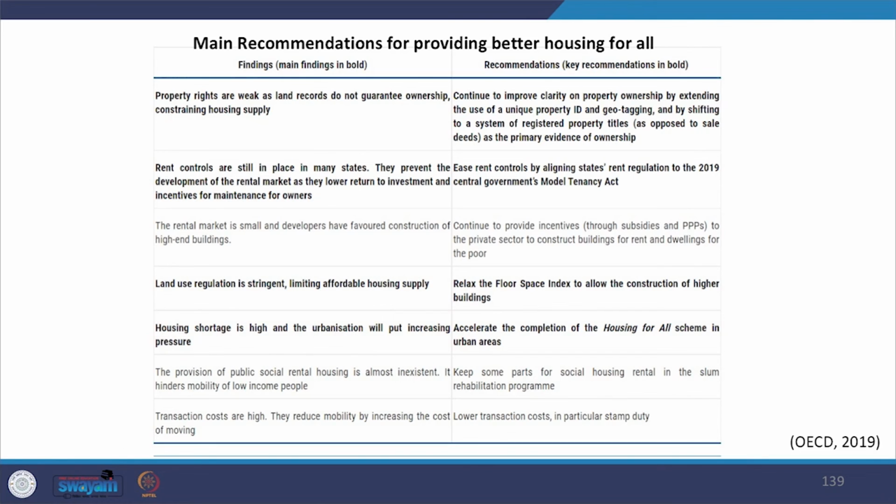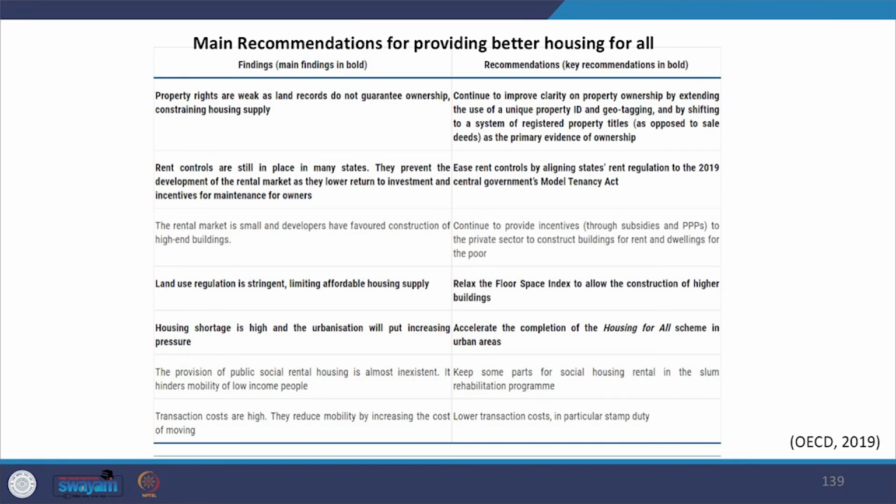The other finding is that rent controls are still in place in many states. They prevent the development of the rental market as they lower rents, reducing investment and incentives for maintenance by owners. By easing the rent control, by aligning state rent regulation to the 2019 central government Model Tenancy Act, we can improve it.